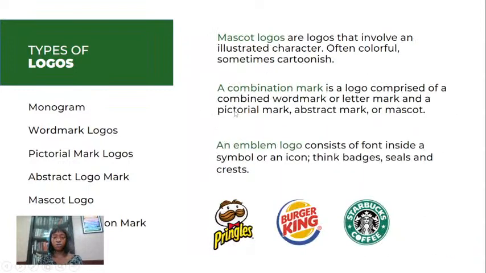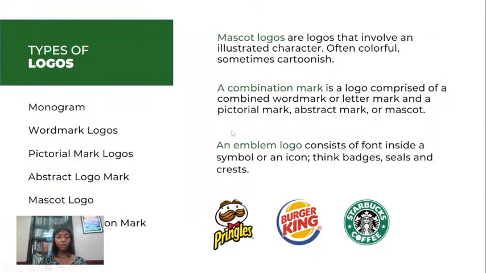And then the fifth one, we have the mascot logo. Mascot logos are logos that involve an illustrated character, often colorful, sometimes cartoonish. Examples of that are KFC and Pringles. And then let's move to the sixth one, the combination mark logo. With the name itself, a combination mark logo comprises all the types of logo we have, starting from monogram, wordmark, pictorial, abstract, and all of that. So it has a combination of all in one logo.